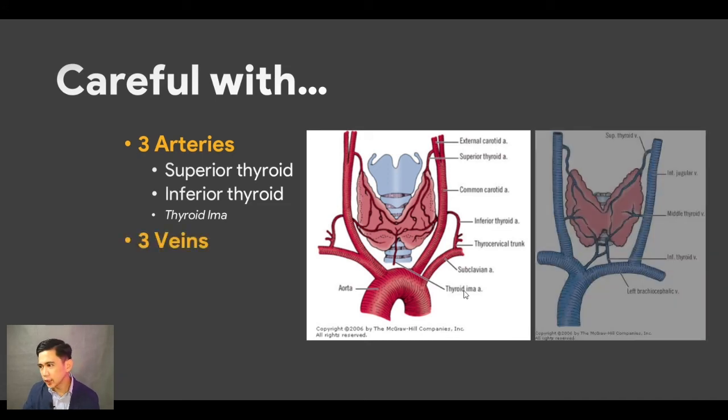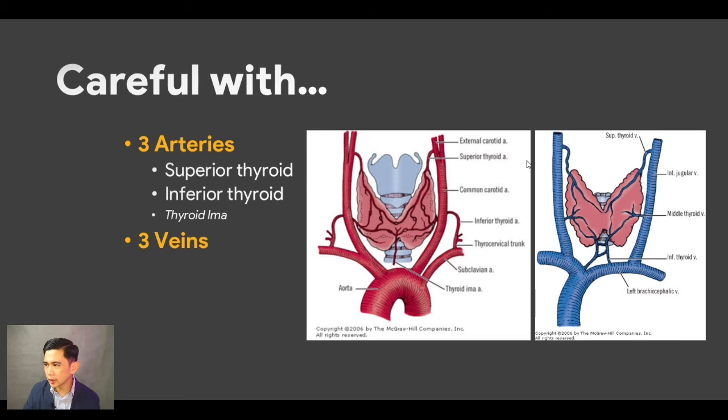We also have to be careful with the 3 veins of the thyroid. We have the superior thyroid vein, we have the middle thyroid vein, and we have the inferior thyroid vein. Notice that the vein has a middle part and the artery has no middle part. And the vein doesn't have the thyroid ima.